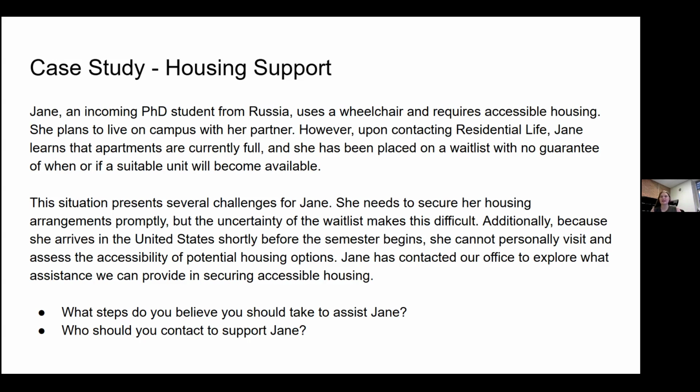Okay, we have Kate Meyer who said later on, I would offer to zoom in with the student so they could see the space via computer. Yep, it's a good option. Absolutely. And then as for the other question, who do you think you should contact to support Jane outside of your office, outside of the Disability Resource Office?